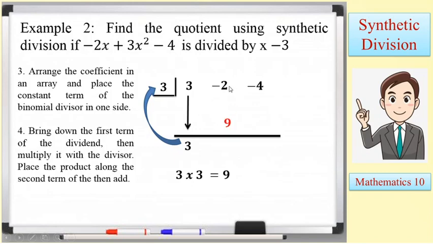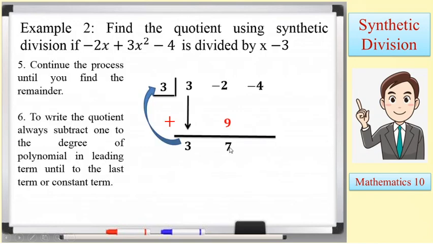So, negative 2 and 9. Yung 9 ay kinuha natin sa product ni 3 times 3. Okay? Then, we're going to add negative 2 plus 9. The answer is 7. And next step is continue the process until you find the remainder. So, yung 7 naman ngayon, yung i-multiply natin sa 3. 7 times 3 is 21. At itong 21 na to ay ilalagay natin sa tapat ni negative 4 kasi siya yung next term natin. Okay? So, negative 4 plus 21, the answer is 17.